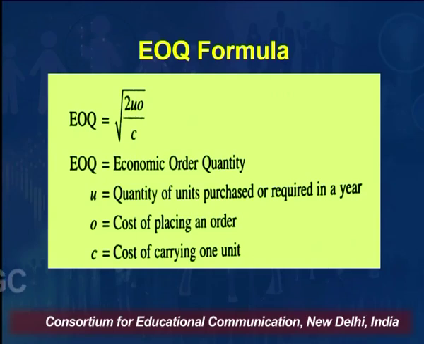There is a formula for economic order quantity as well that needs to be calculated, that is the square root of 2UO divided by C. Here U is the quantity of units purchased or required in a year. It is similar to the formula of ideal cash management, the Baumol formula of cash management. O is the cost of placing an order and C is the cost of carrying one unit. So, this can also be understood with the help of an example.